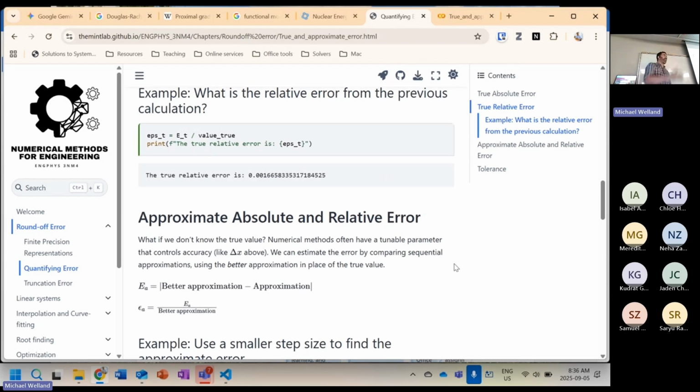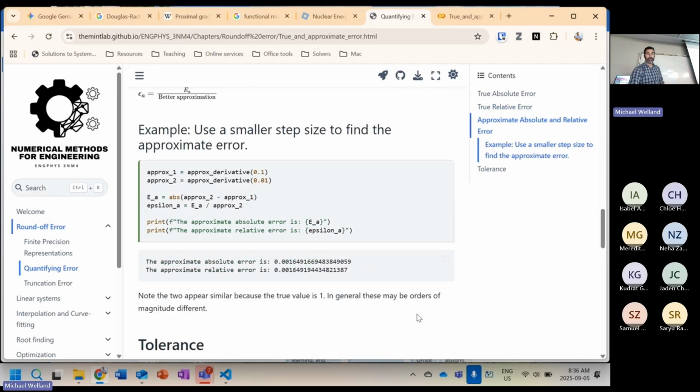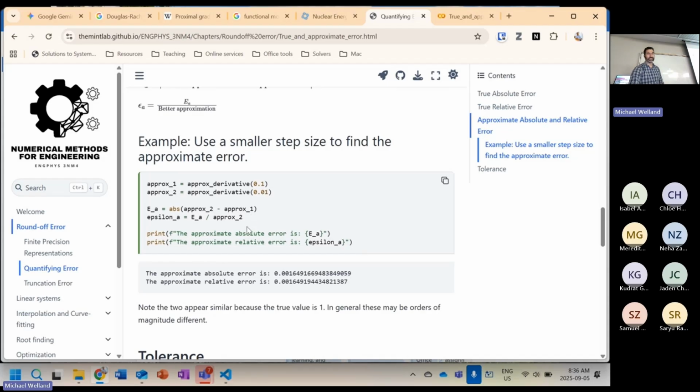Generally speaking, we won't have the true error or the true value. If we did, what's the point of the approximation? So instead, we talk about the approximate absolute and relative error. Pretty simple. We just take the better approximation, which in this case is the smaller step size, minus the larger step size, divided by the better approximation, right? And what we end up getting there is something that kind of looks like this.